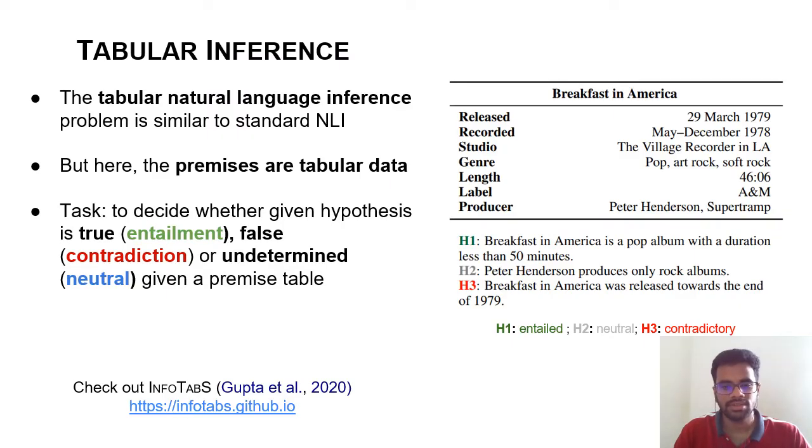Natural language inference is the problem of categorizing a hypothesis into entailment, contradiction, or neutral based on the given premise. Understanding semi-structured data like tables requires not only comprehending the meaning of the text statements but also the implicit relations between them. Here is an example from the InfoTabS dataset. Now in the tabular NLI task, we need to classify a hypothesis into true, false, or undetermined from the given tabular premise.